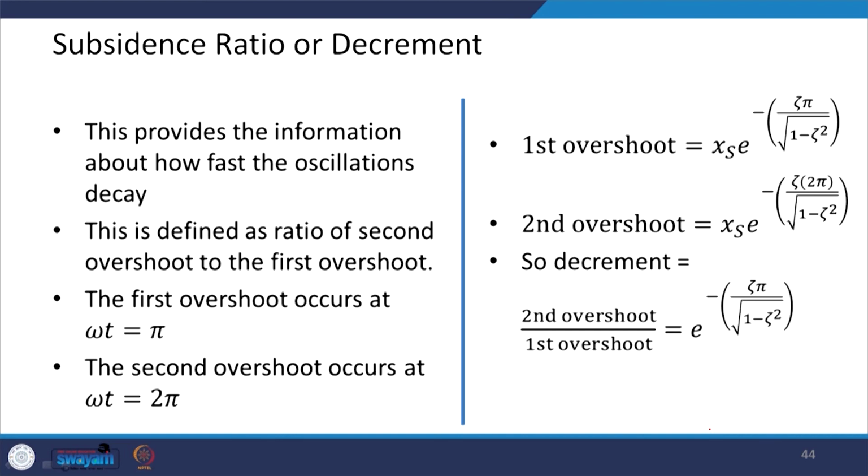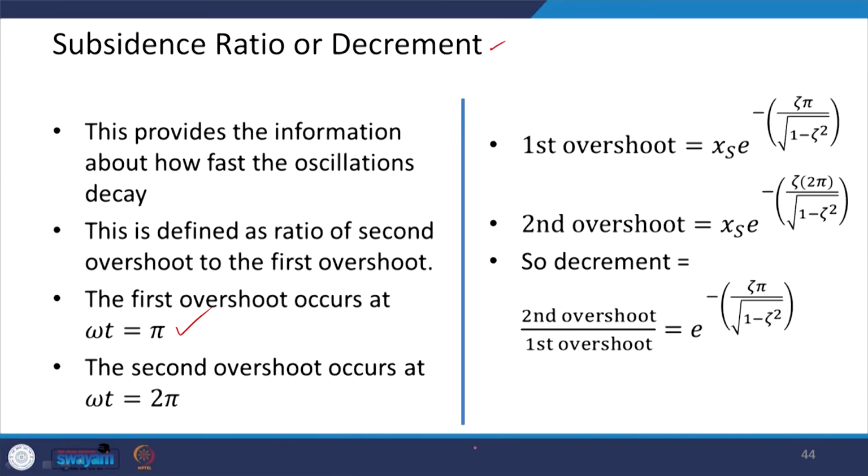Then the subsidence ratio or the decrement is another performance measure, and this provides information about how fast the oscillations are decaying. It is defined as the ratio of the second overshoot to the first overshoot. The first overshoot occurs at omega t equal to pi, the second overshoot occurs at omega t equal to 2 pi. The first overshoot can be written like this expression, the second overshoot expression can be written like this. So, the decrement expression can be derived in this way.